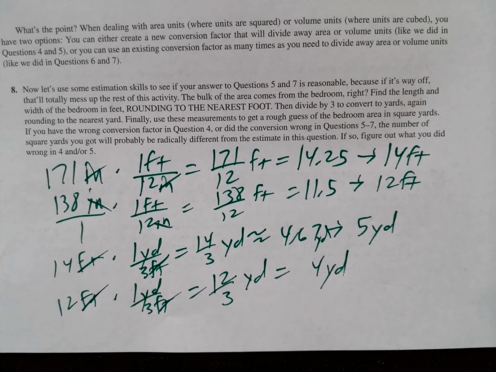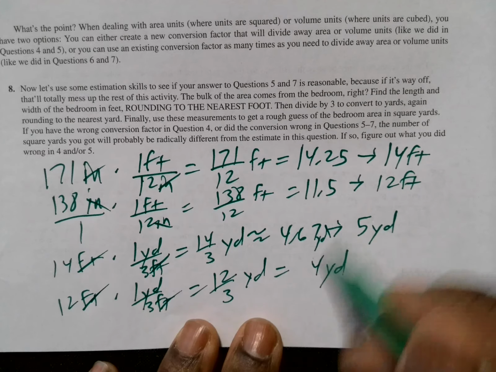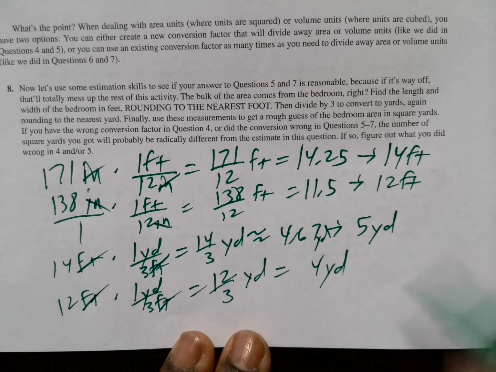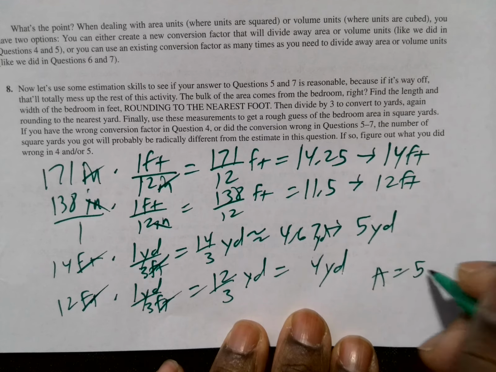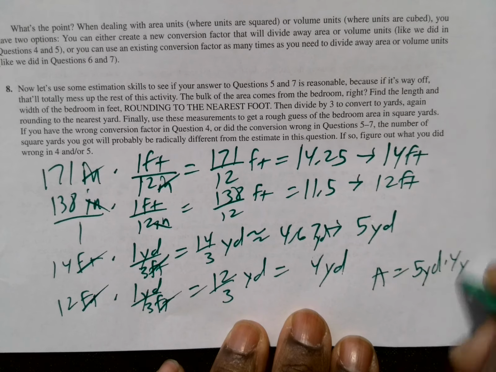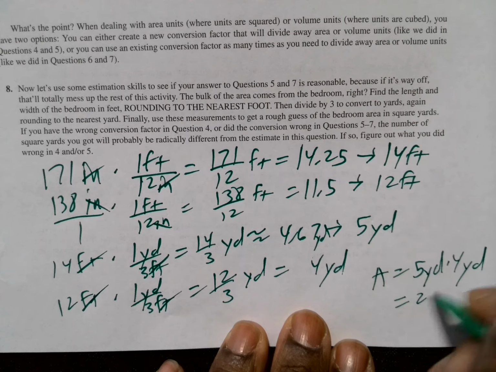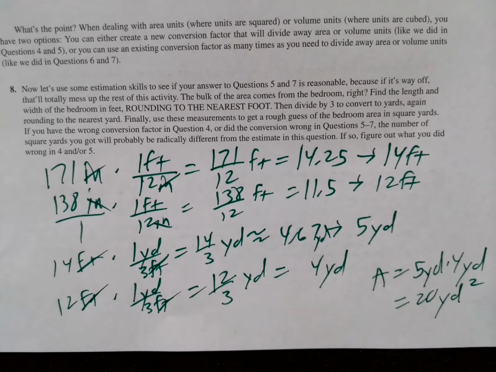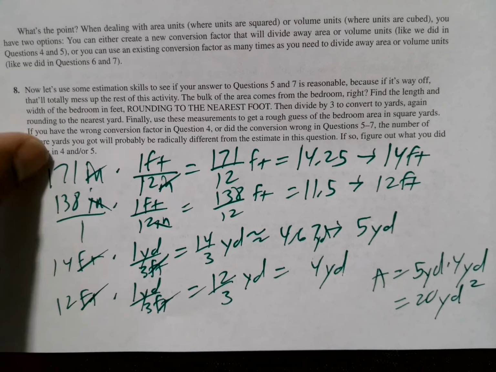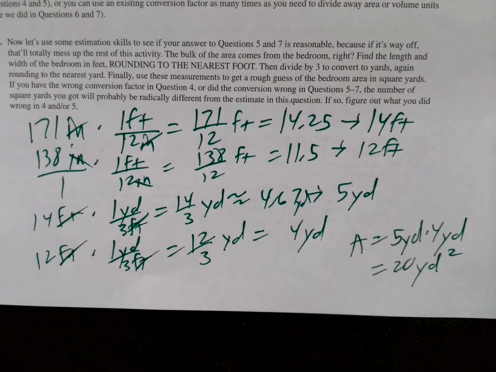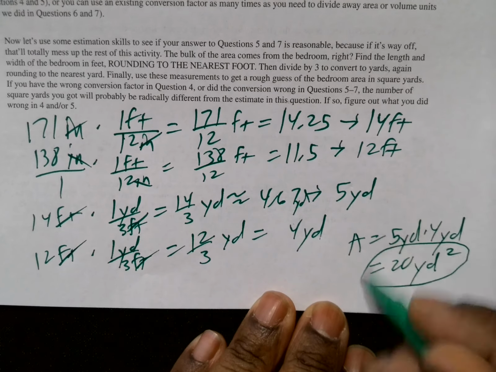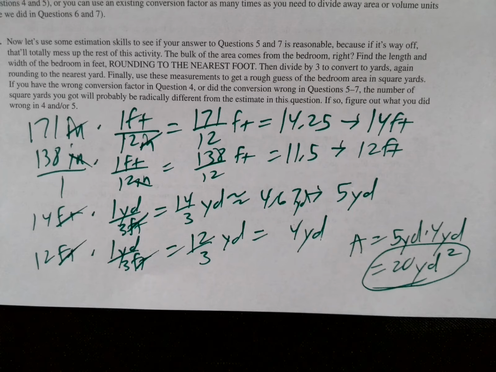So now, if we do the area of the estimate, this is length and width. So the area would be 5 yards times 4 yards, which is 20 square yards. And as we know in our previous answer, if you look back up at problem number 7, it's 20.83 square yards, and this is 20 square yards. So they're basically very close. So it turns out that that was a good estimate.